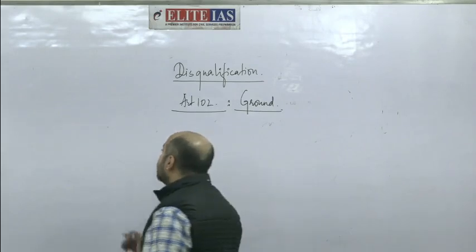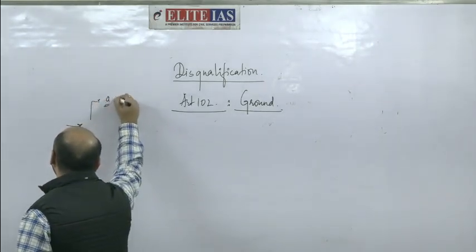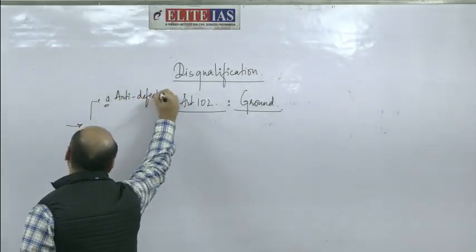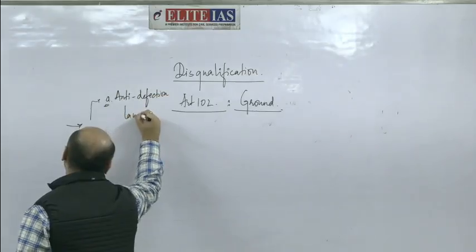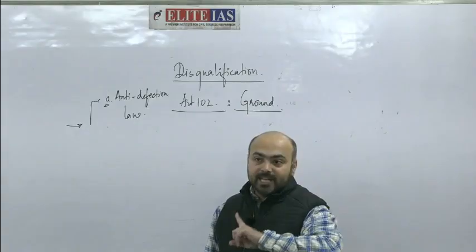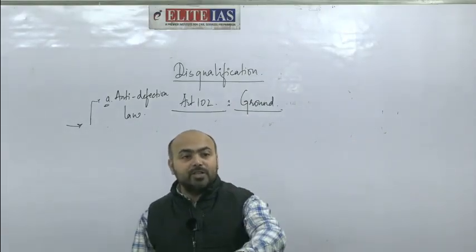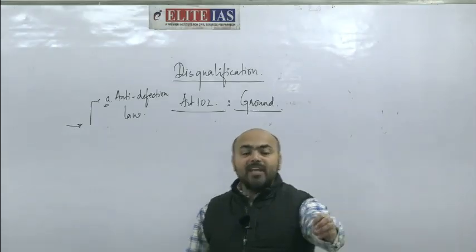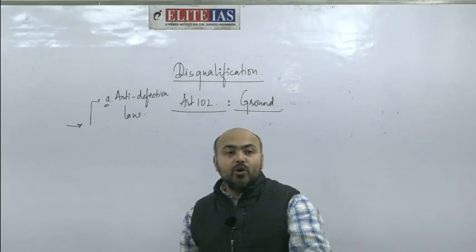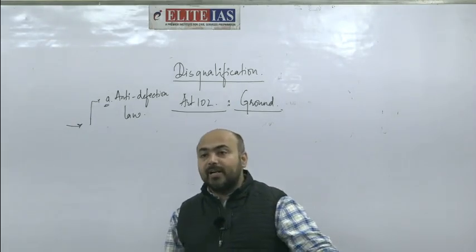Now, in this, there are two very important parts of our discussion. First was the anti-defection law. Did we discuss this anti-defection law? Yes. 10th Schedule of the Constitution, 52nd Constitutional Amendment Act, and we had seen what the provisions of anti-defection are. That is, no independent candidate, once he is elected, can join a political party.